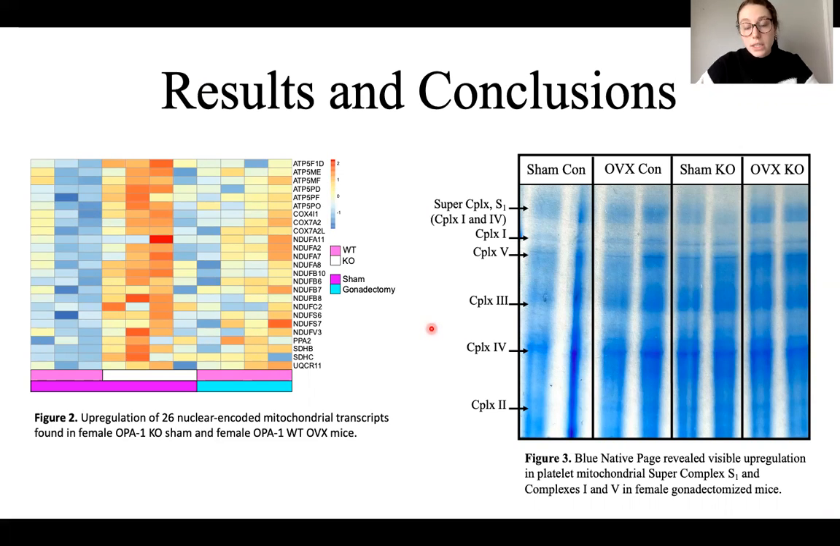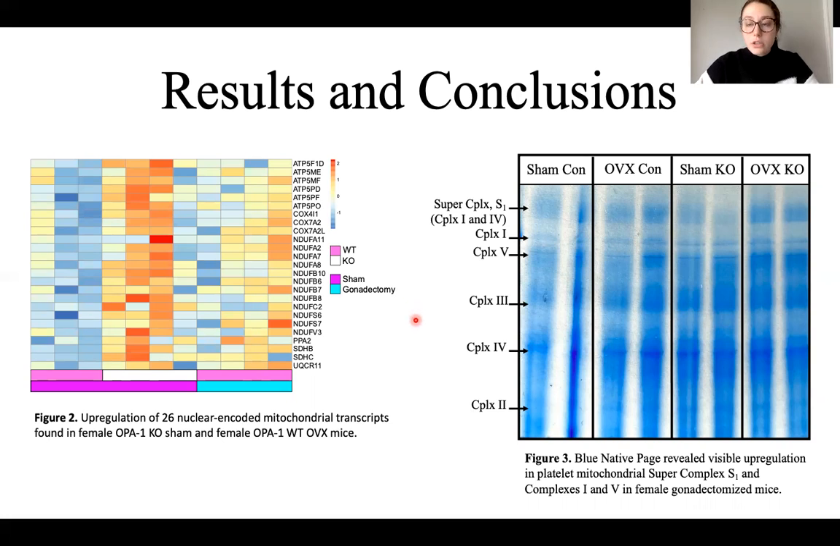We then became interested in looking specifically at mitochondrial complex expression. So we performed blue native PAGE, which can be seen here in the figure on the right. And what we found was a visible upregulation in our OVX control and our OVX knockout females specifically in supercomplex S1, which is the combination of complexes 1 and 4. In addition, we saw visible upregulation in our OVX females in complex 1, as you can see here, and also in complex 5, as seen here and here in this panel as well.